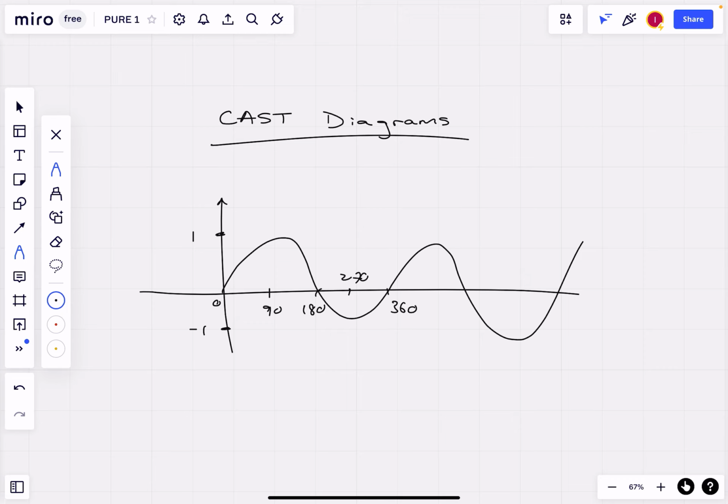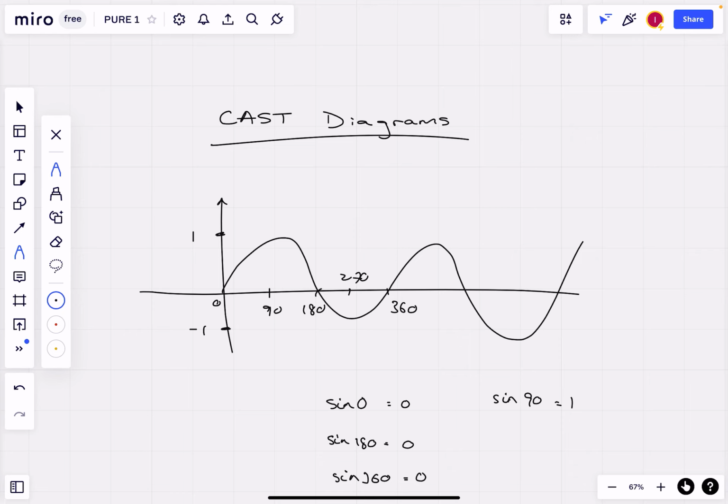If you plugged in sine 0, you get 0. If you plugged in sine 180, you still get 0. If you plugged in sine 360, guess what? You still get 0. If you plugged in sine 90, you get 1.